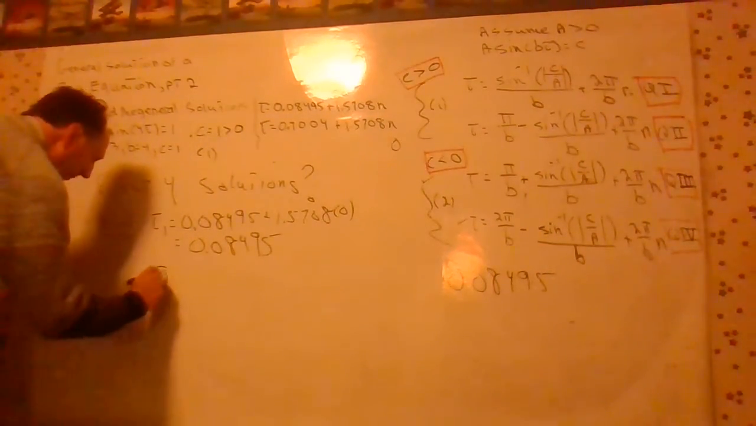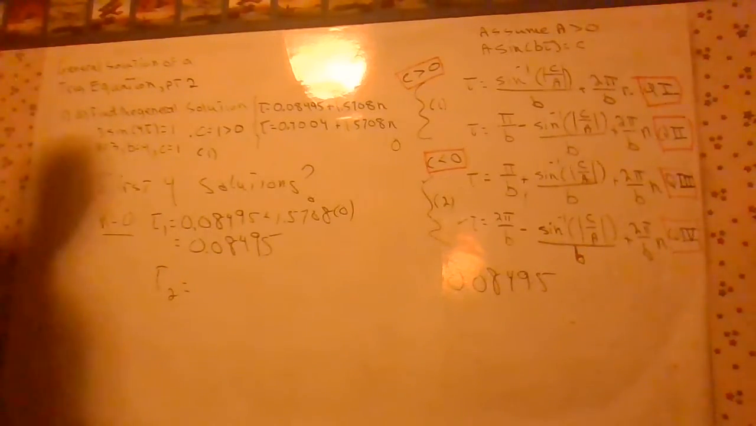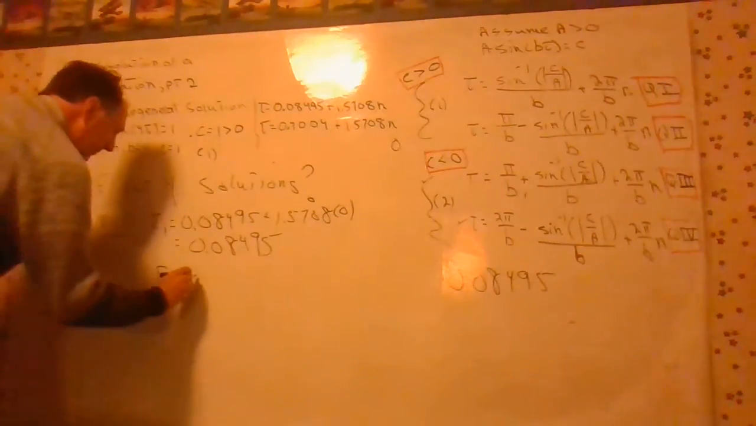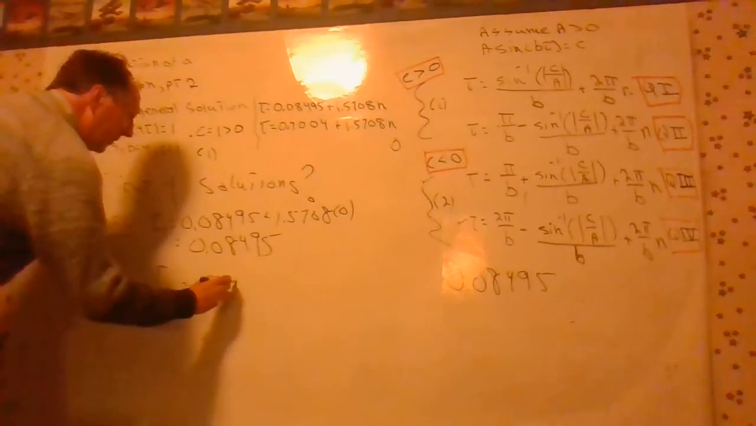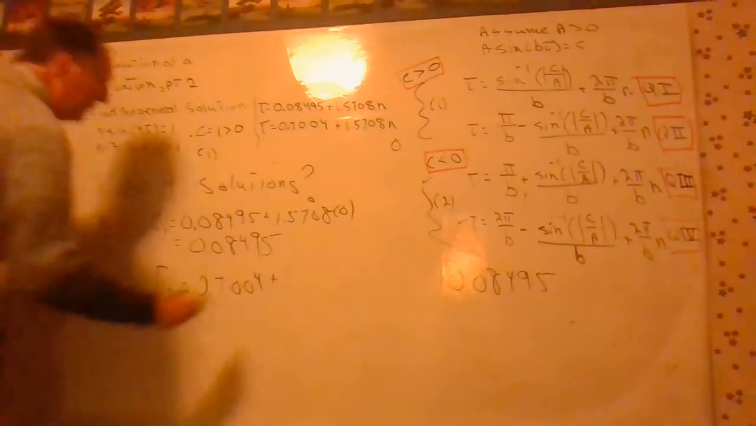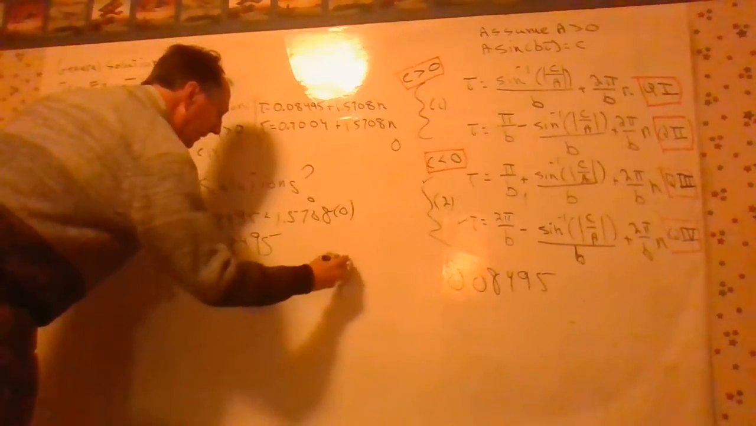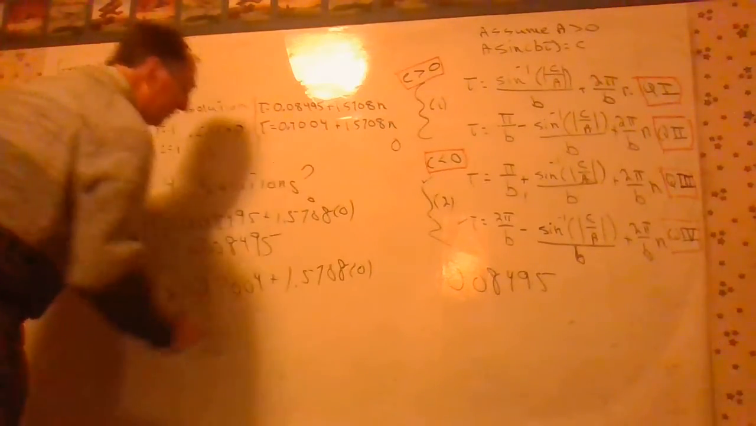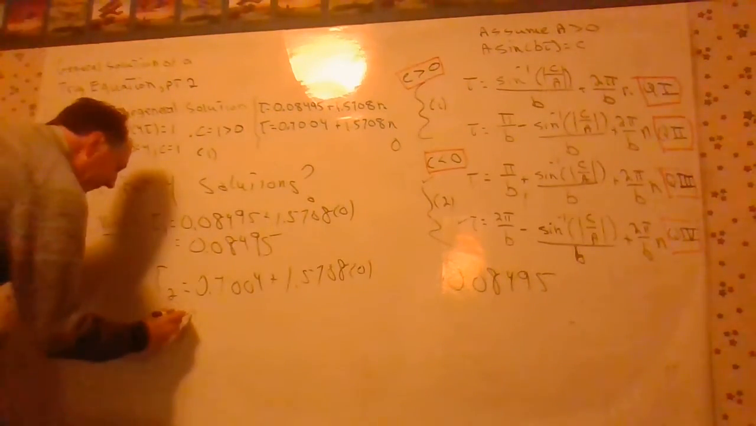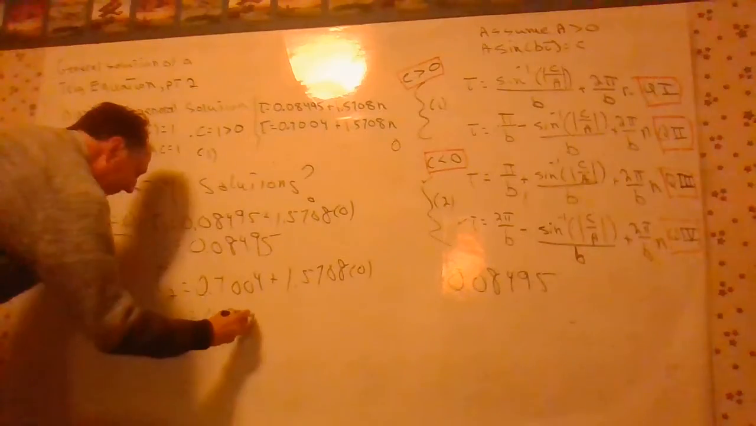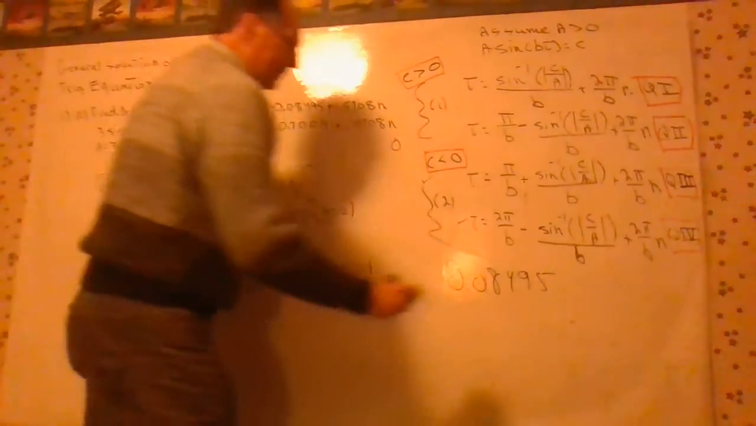And then we'll write T2 equals, plug 0 in here, 0.7004 plus 1.5708 times 0. And that gives us 0.7004.